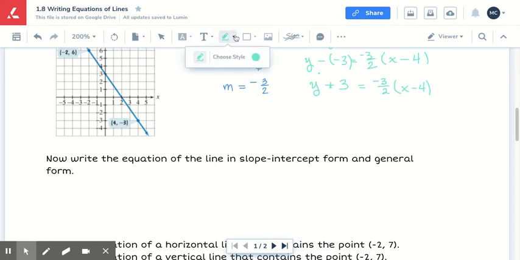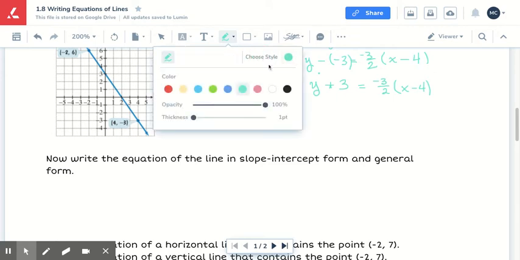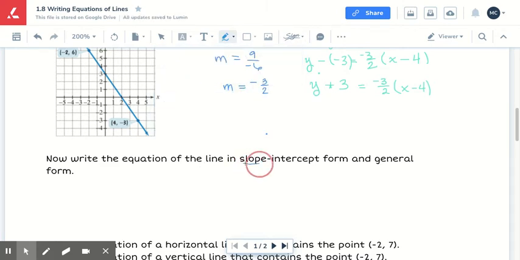Okay, the next thing they want me to do is to write the equation of the line in slope-intercept and general form. So slope-intercept, and general. So two things to do here. I'm going to start with slope-intercept form. To turn this into slope-intercept form, first of all, let's remember what that looks like. That's y equals mx plus b. And so to make this equation look like that, I'm going to have to do a little bit of manipulation. So I'm going to go ahead and write down the equation that I had from my previous step.